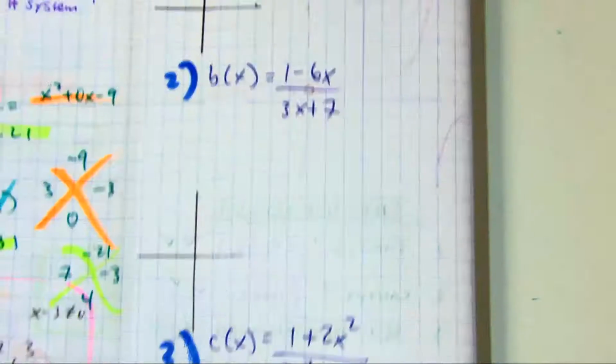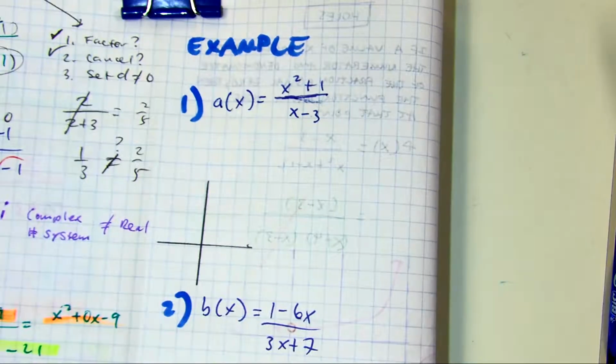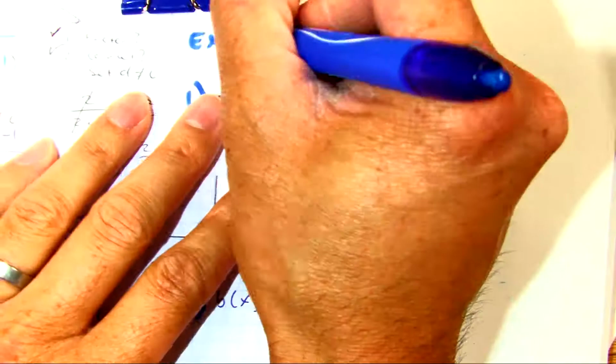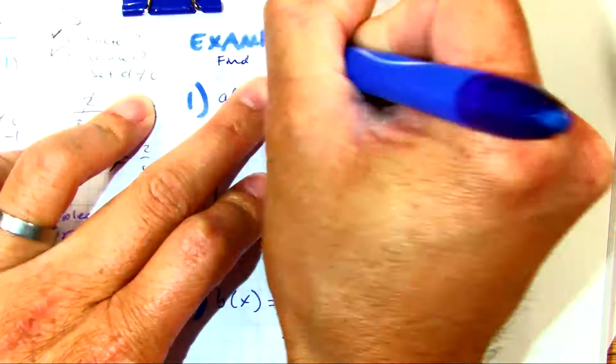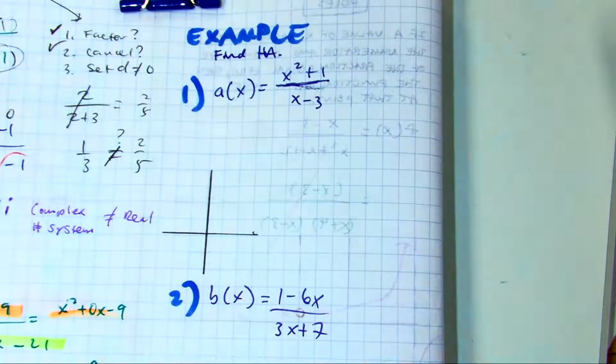Alright, so we have three examples here of functions a, b, and c of x, and we're asked to find HA. Class, what does HA stand for? Horizontal asymptotes. Okay.